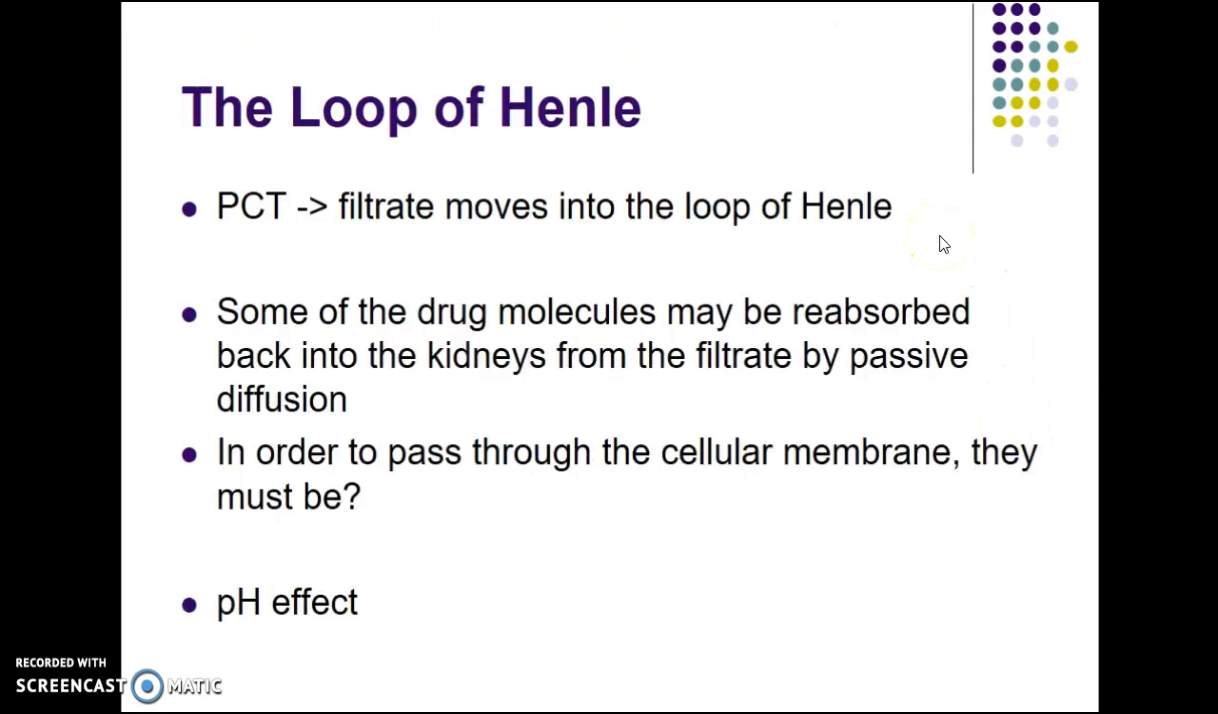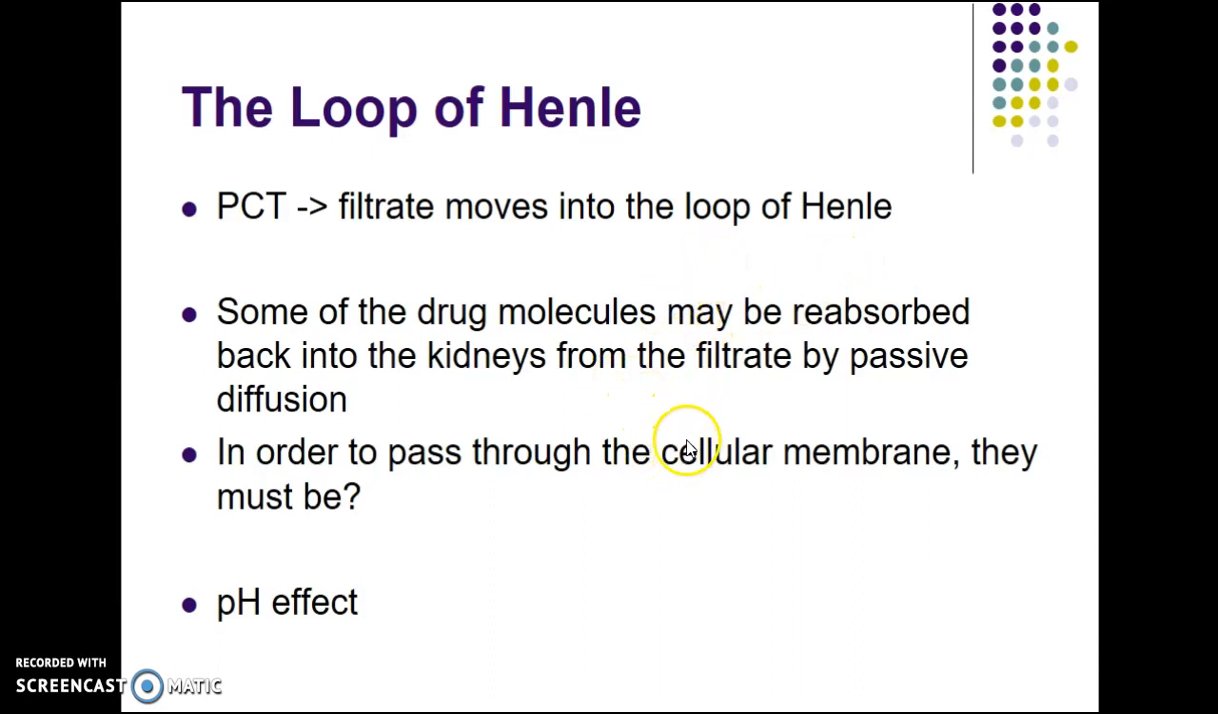So after the proximal convoluted tubule, we move into the loop of Henle. Typically in this area, we can have passive diffusion. So the drug molecules, even those that were brought across with this active transport system, may be reabsorbed by passive diffusion back into those blood vessels surrounding the renal tubules. In order for them to do that, though, they need to be, I hope you said, lipophilic. So we can change that.